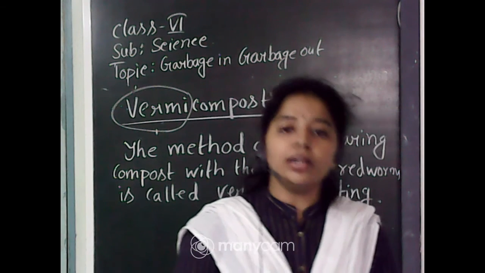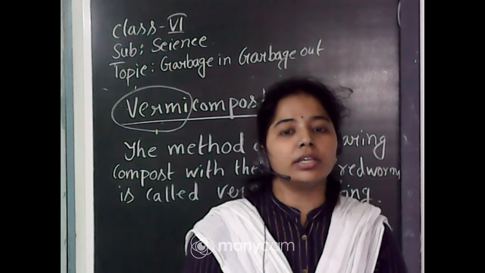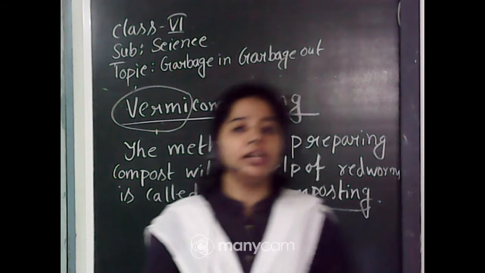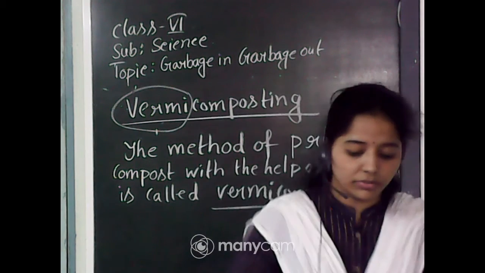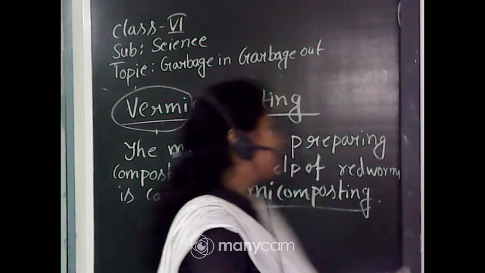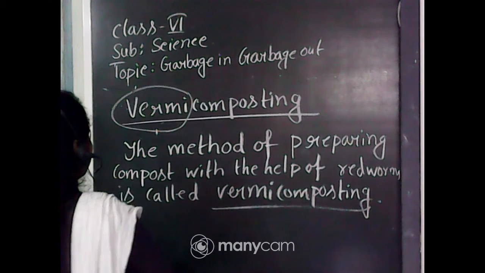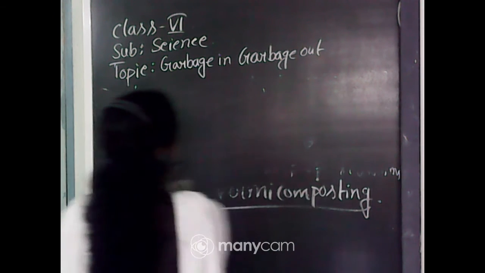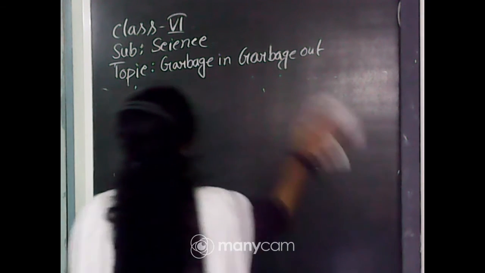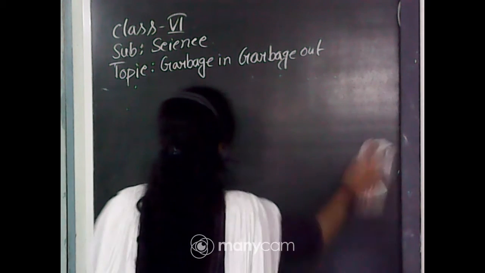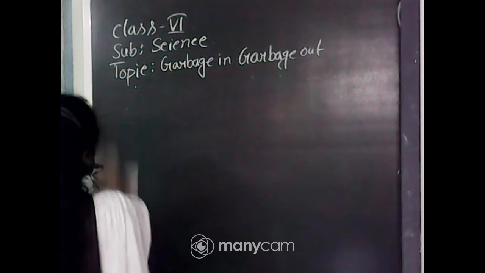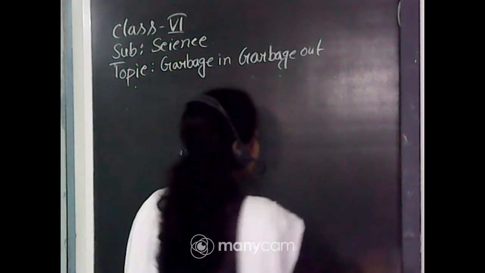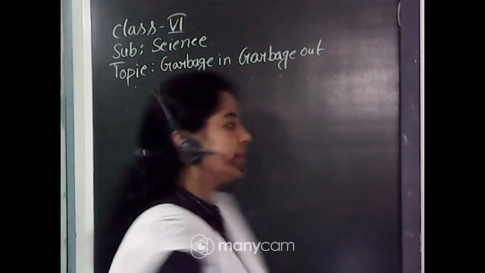First, can you differentiate between the green bin and the blue bin? First of all, I'm going to differentiate the green bin and blue bin, then I will discuss the procedure of vermicomposting. This is a very useful method. Vermicomposting is a very useful method of recycling some matter, recycling of biodegradable things.